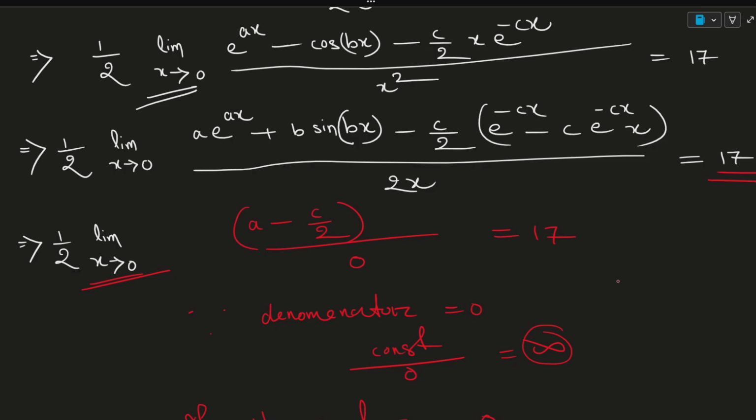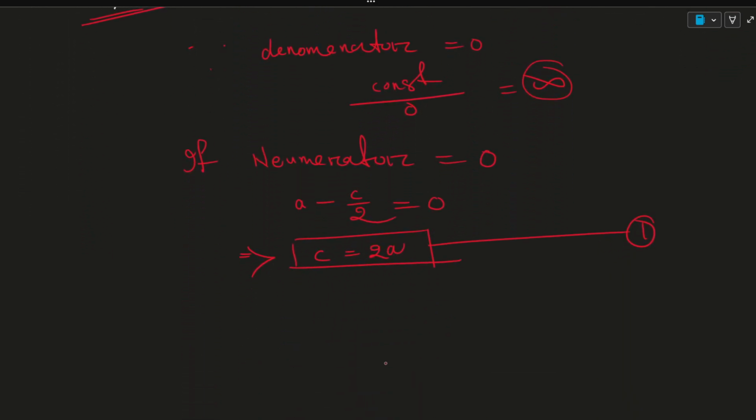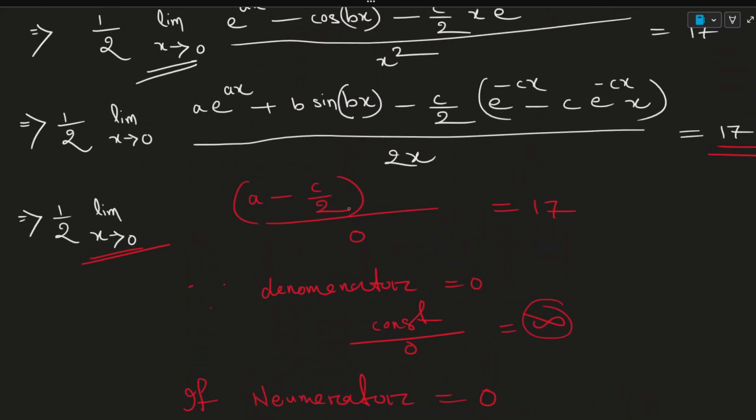also be equal to 0. Okay, then by equating the numerator equal to 0, we got a relation that is c equal to 2a. हो गया, तो एक रिलेशन हमें मिल गया. Then it again reduces to 0 by 0 form. Then again we will apply L'Hospital rule here.